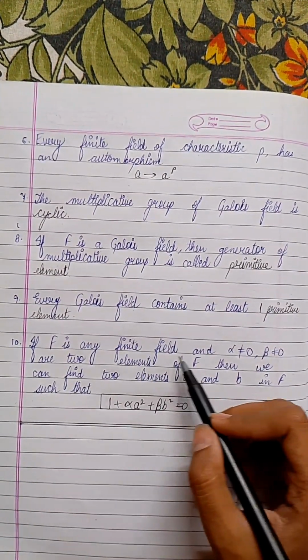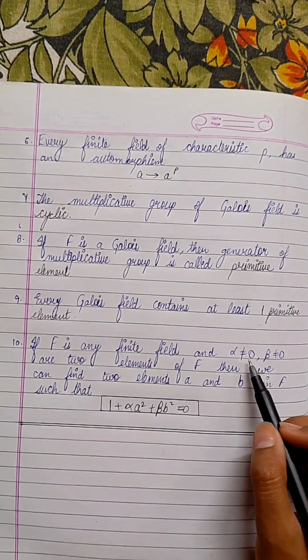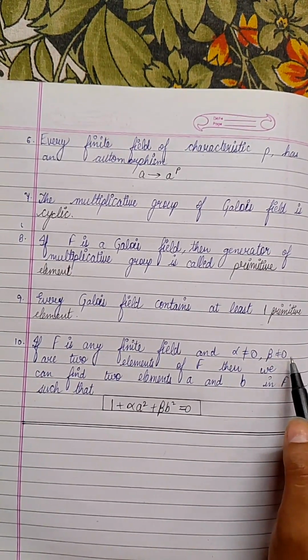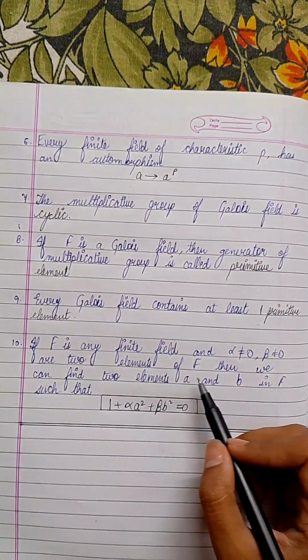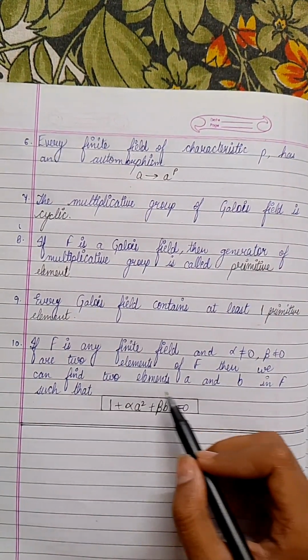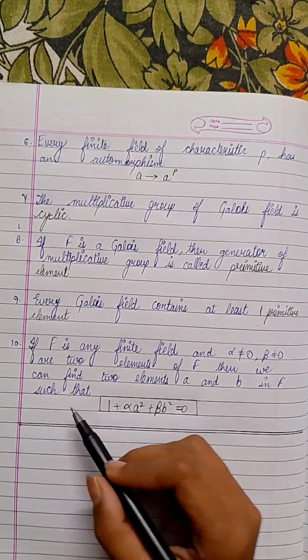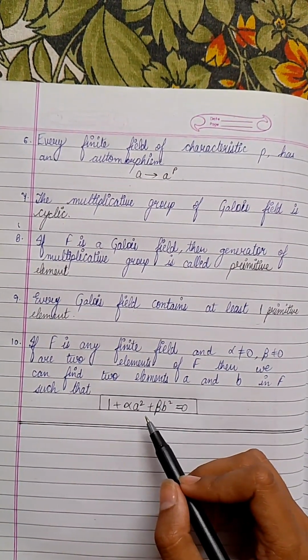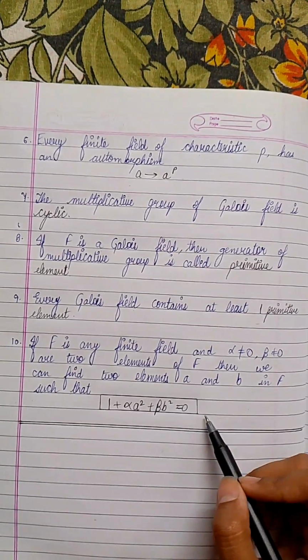If F is any finite field and alpha does not equal 0 and beta does not equal 0 are two elements of F, then we can find two elements a and b in F such that 1 plus alpha a square plus beta b square equals 0.